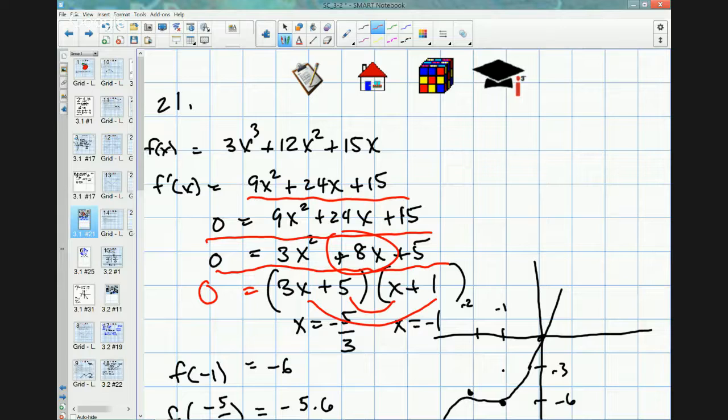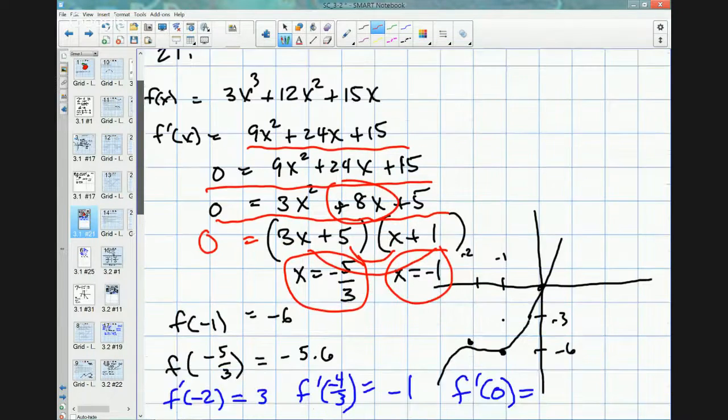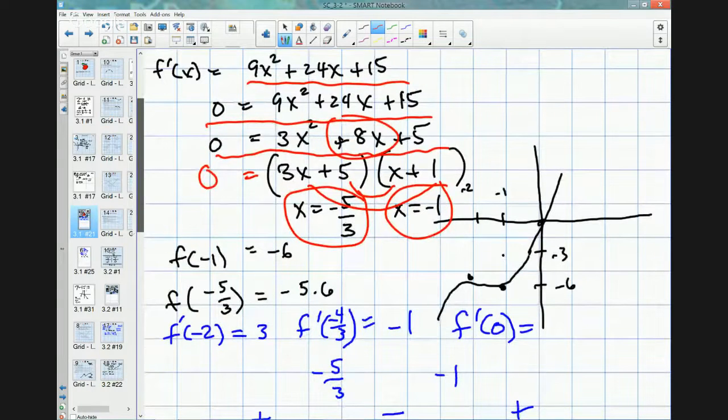We got the factors. Set each factor equal to 0. I didn't show that, but when you set 3x plus 5 equals 0, 3x equals negative 5, divide both sides by 3. There's one of our critical numbers when the derivative could be 0, and the other one's real simple. So we have two critical values, negative 1 2/3 and negative 1.